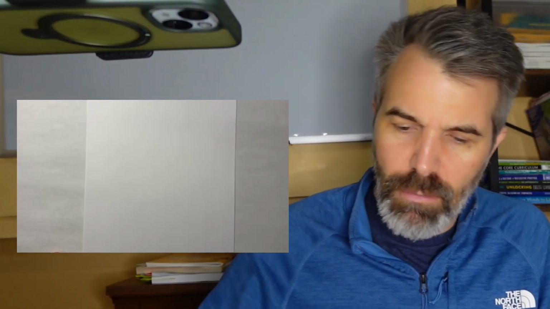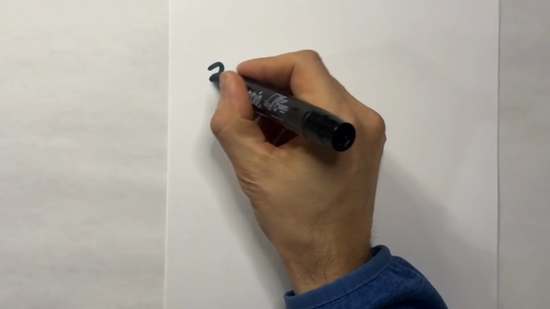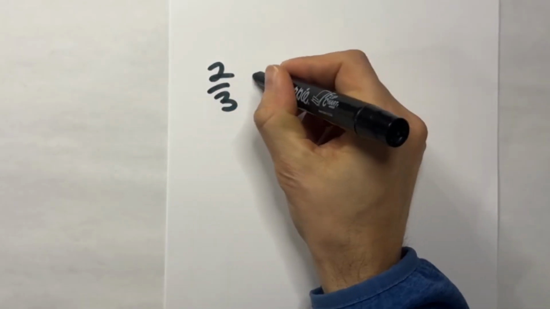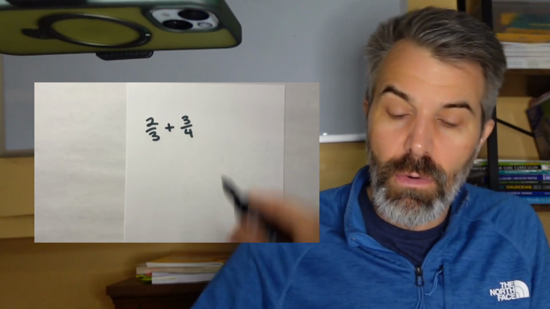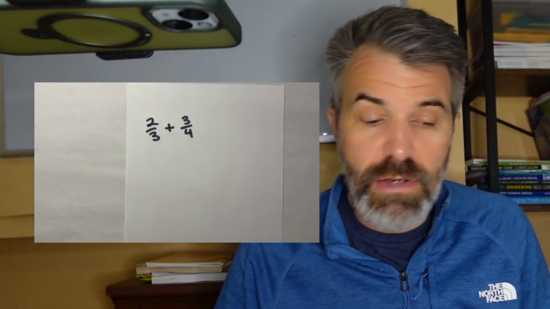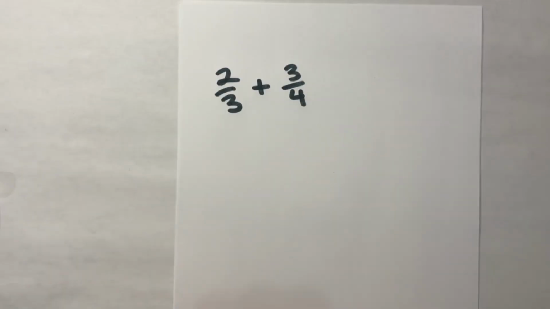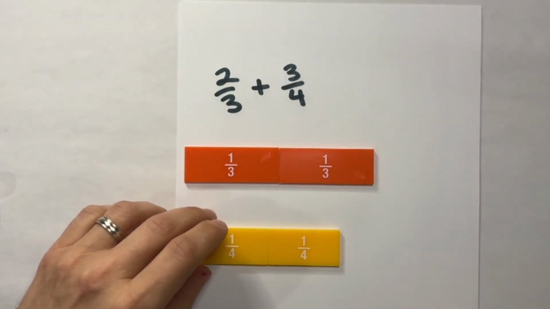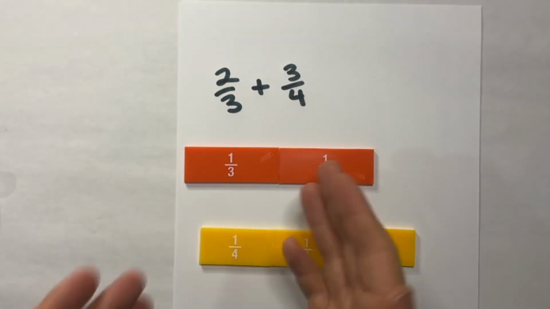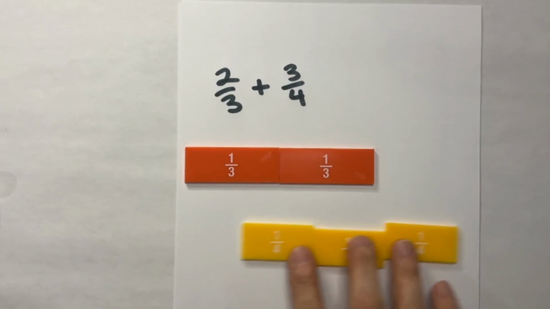So I'm going to give an example here. We're going to talk about 2/3 plus 3/4. So conceptually, I can start here and say, okay, 2/3 plus 3/4. So here's 2/3, and I want to add 3/4. When I'm doing this, I've got 2/3 and I literally have 3/4, and I want to add those together.